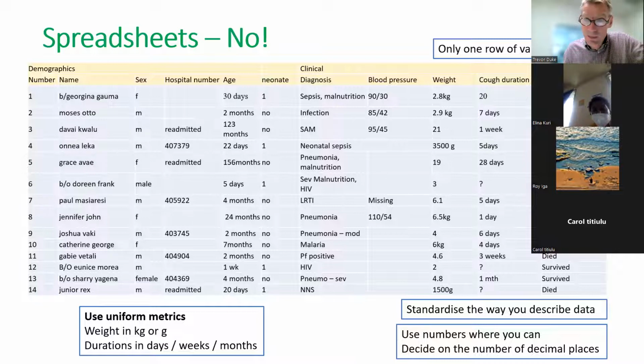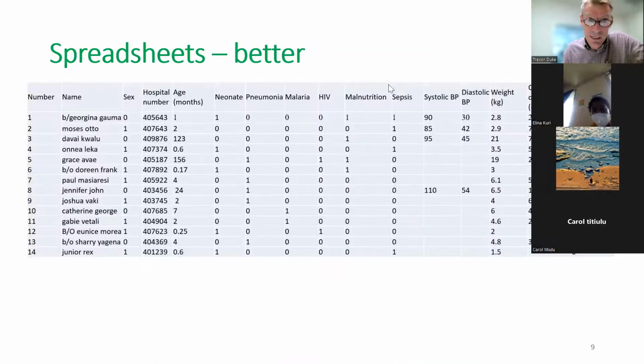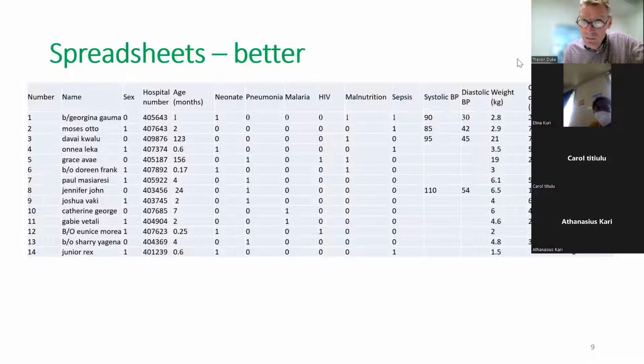I'll show you now a better example of a data collection form. This is the same data collection form improved, separated out. So the patient number is still there. The names are the same. Sex is now made 0 and 1: 1 for males, 0 for females. It could be the other way around, it doesn't matter. The point is to have it so it's easily analyzable. Then you can count up the number of children that are male and the number that are female.